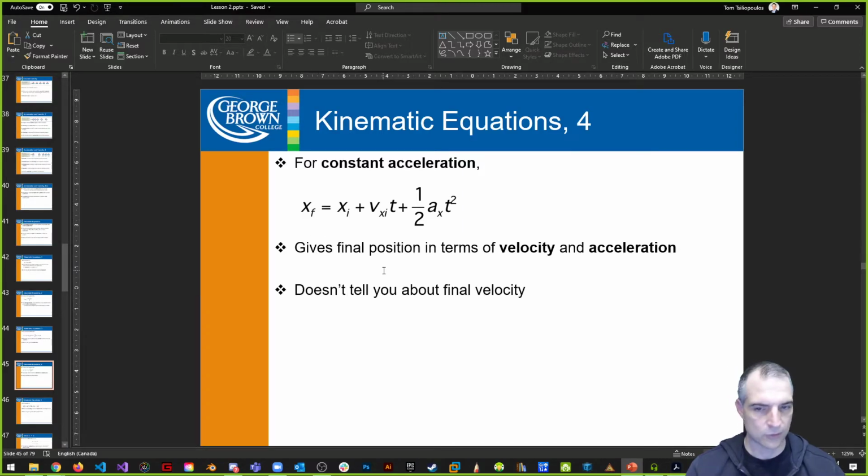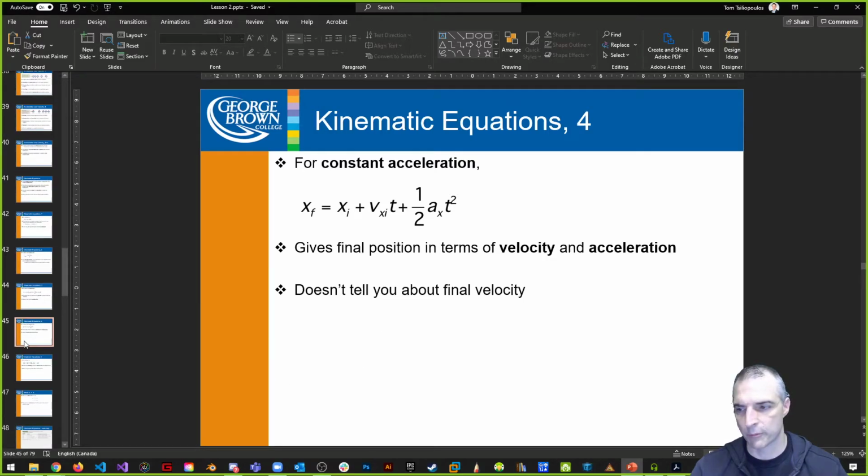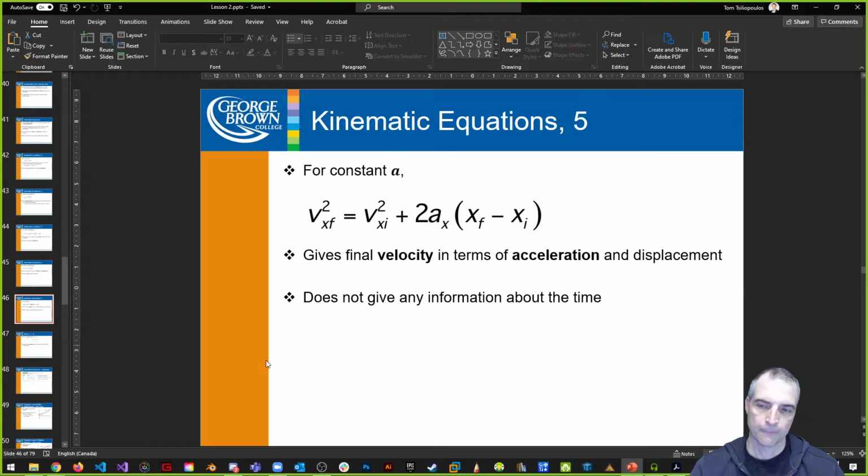All I'm doing is substituting the information that we know. And that's the first thing we do. We take the information we have and we sub in when we try and figure out these formulas. Here's the next one, kinematic equation number 5.